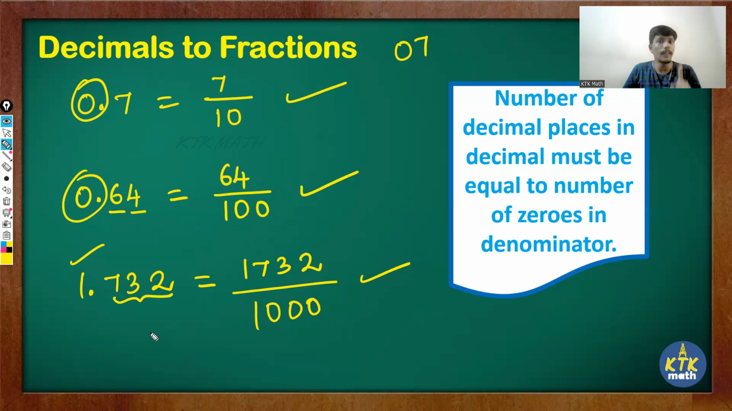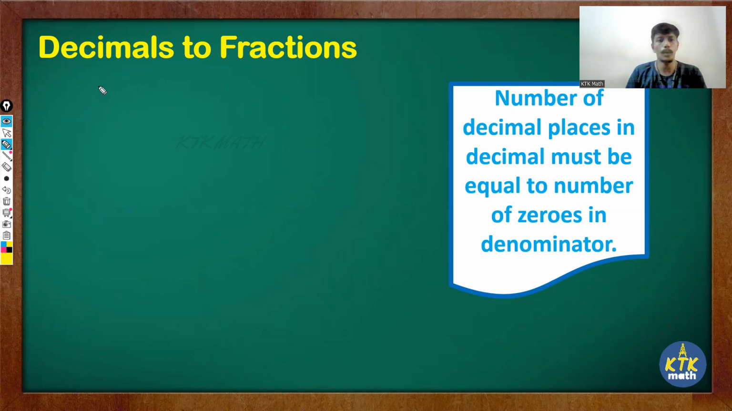Don't do like that. Whenever you have any whole number, that also must be added to your numerator. Added in the sense you must consider it as a complete number: 1732 divided by 1000. So don't think that only the numbers after the point should be written. It is not like that, children. Yes, I'll give more examples. Don't worry, I'll give more examples.